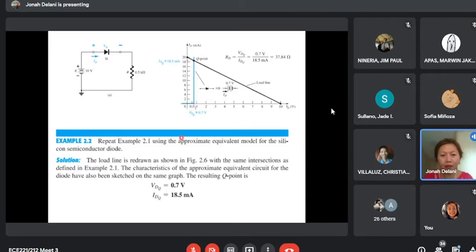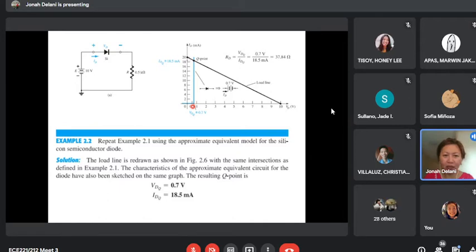For the approximate model of the diode, let us look at the blue curve. When the diode is forward biased, it will remain off until it reaches the threshold voltage. And for silicon, the approximate threshold voltage is 0.7. So once it reaches 0.7, our diode is on. Below 0.7 volts, the diode is off. It stays on the x-axis, zero current.